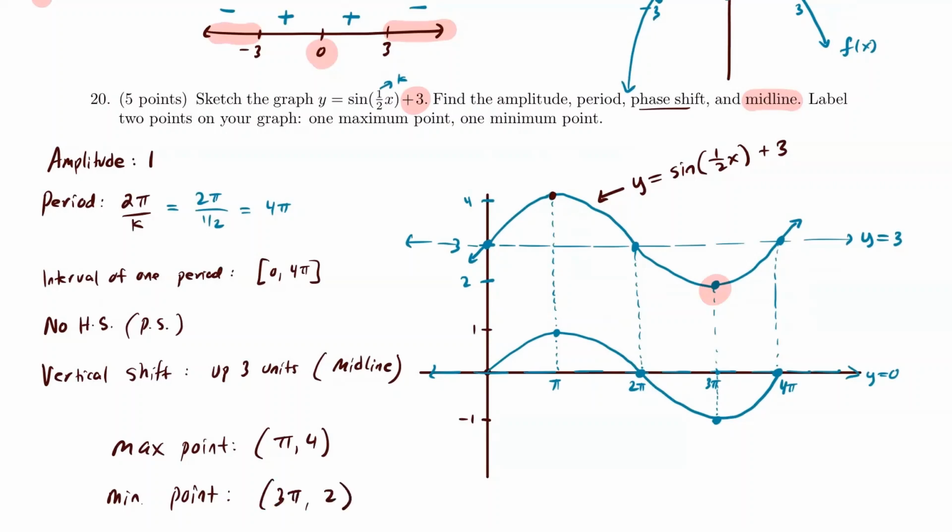And you see how the midline happens to be the halfway between them. So from here to here and here to here. So as the graph oscillates, you will have a maximum value and a minimum value.